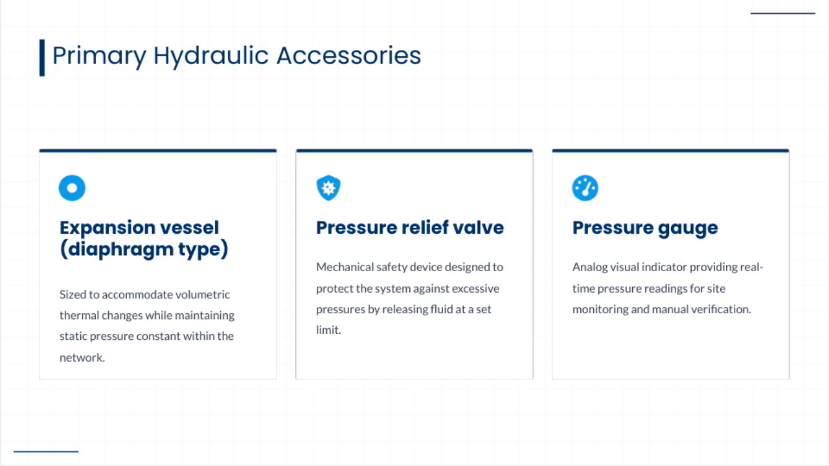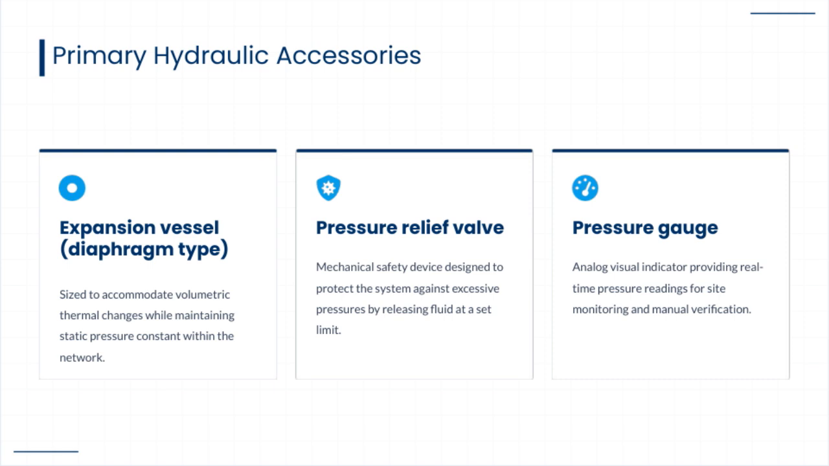Now, let's take a closer look at some of the primary hydraulic accessories that play a crucial role in our system. First, we have the analog visual indicator, which provides real-time pressure readings. This is essential for site monitoring and manual verification, allowing us to keep an eye on system performance at a glance. It helps us quickly identify any pressure anomalies that might need attention. Next, there's the pressure gauge. Think of it as our system's pressure thermometer. It gives us an accurate, immediate reading of the pressure within the system, helping us maintain safe operating conditions.